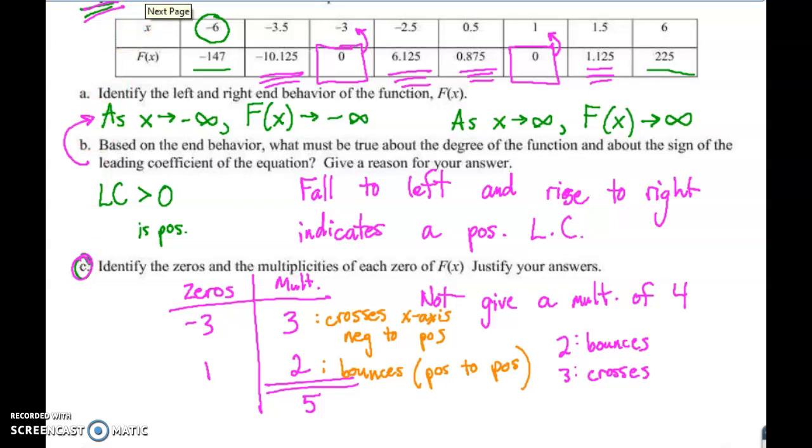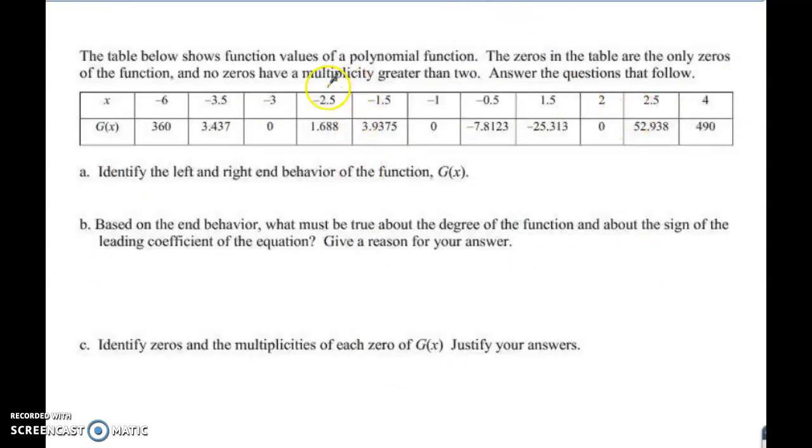And I'm going to move to the next page. Start going through it. Again, strongly suggest you read the directions. This time it just tells you it's a polynomial. The zeros in the table are the only zeros. And then they even tell you no zeros have a multiplicity greater than 2. Because they don't give you the name of the polynomial. Because what somebody might do is give a multiplicity that's ridiculously high, and that's not what we're looking for.